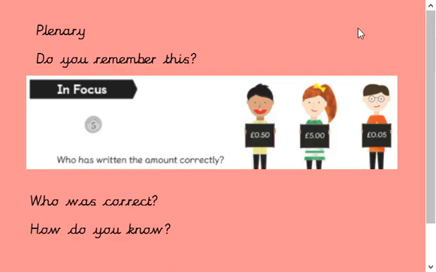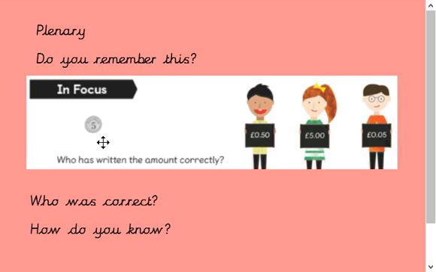And finally this morning, we're going to look back at the InFocus question that we had at the beginning of the lesson. The question was who had written the amount correctly, and we had 3 prices that were put up. The question was who was correct. So in this case, we needed to know what 5 pence was if we wrote that as a decimal number. Now, hopefully, you'll be able to tell me now that it is the chap on the end here, okay?